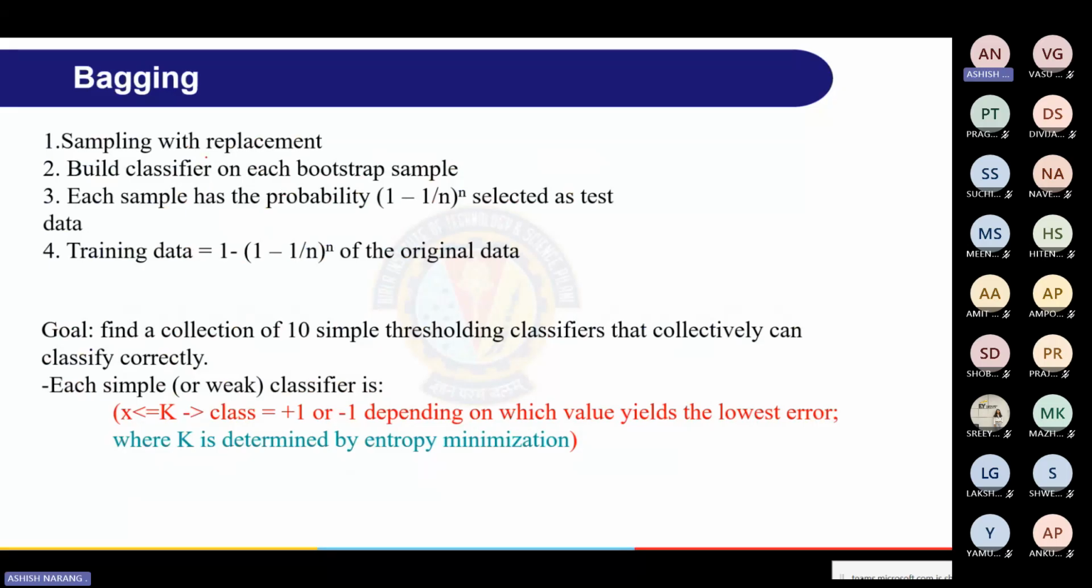Sampling with replacement, build a classifier. Each sample has a probability of 1 - 1/n of being selected as test data. Training data is 1 - (1 - 1/n)^n of the original data.